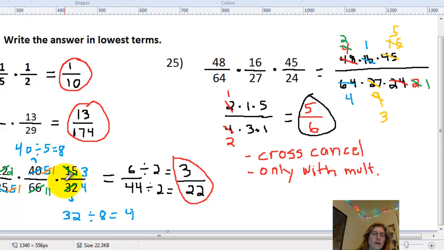And yeah, you have to know your multiplication tables pretty well, but it's a very useful tool, and it keeps you from having to multiply these huge numbers.